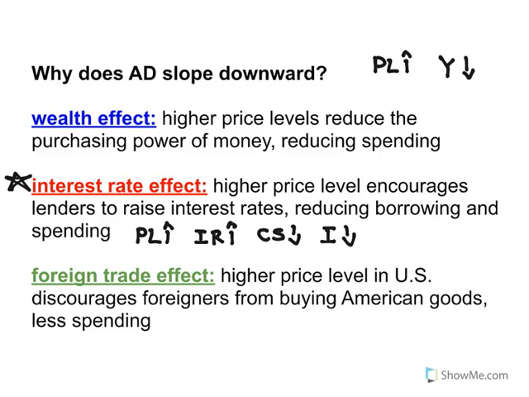And then we've got the foreign trade effect. If there's a higher price level in the United States, for example, foreigners are not going to want to buy as much of our goods, right? So higher price level, and therefore lower net exports, and therefore lower real GDP. Because remember, net exports is a part of GDP. And if exports are falling because foreigners aren't buying as much of our stuff, that's going to lower GDP.